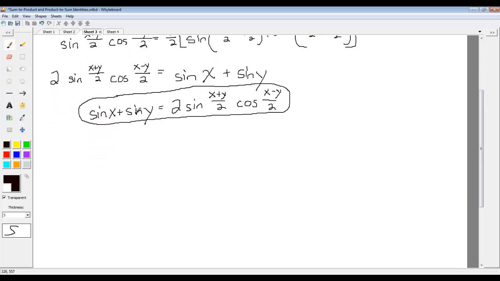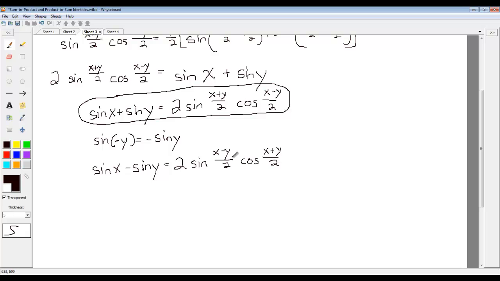Let's see, and if you replace y with negative y, sine of negative y equals negative sine y. If you do that, then you can do sine x minus sine y equals 2 times the sine of x minus y over 2 cosine of x plus y over 2. So replacing y with negative y, and you get that one.